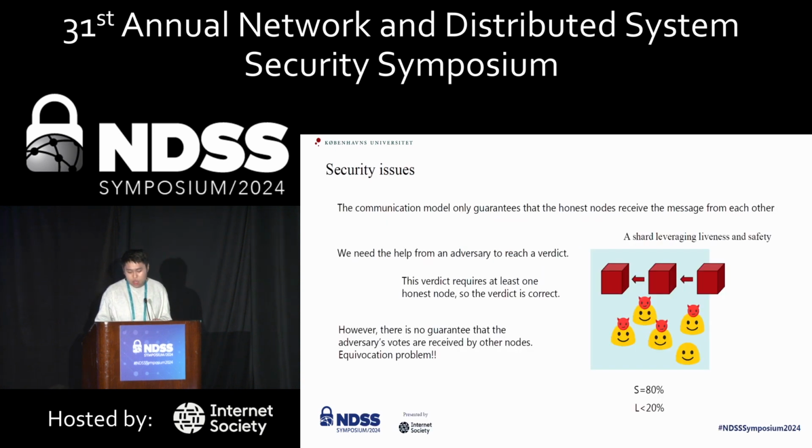Right, it also has security issues, because we know that either the synchronous or asynchronous version of the communication model only guarantees that the honest nodes receive messages from each other. There's no guarantee that messages from the adversary nodes will be received at all. And because we need help from an adversary to reach a verdict, there's no guarantee that the adversary votes are received by other nodes. This will cause deviation among the honest nodes. Some believe that a verdict is reached, while the others do not.